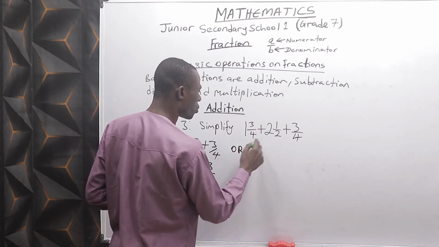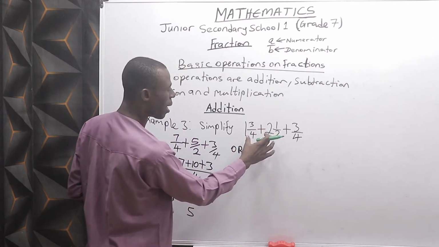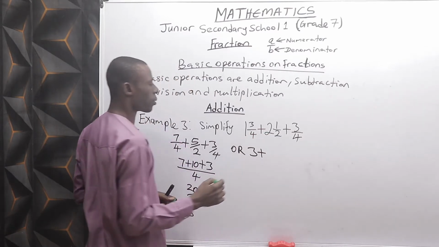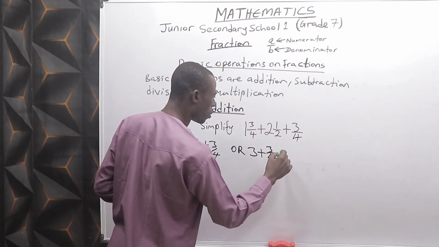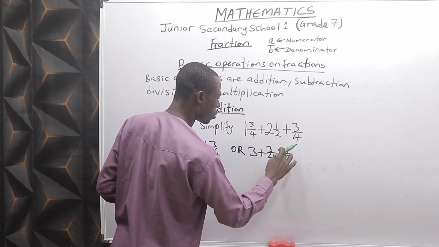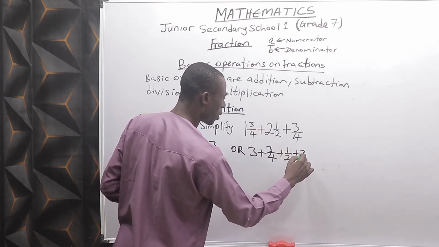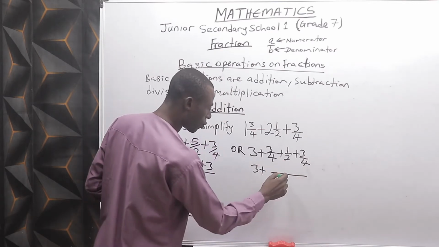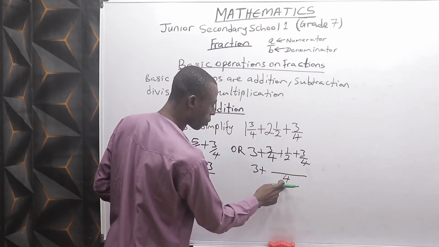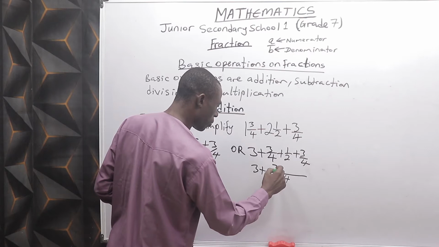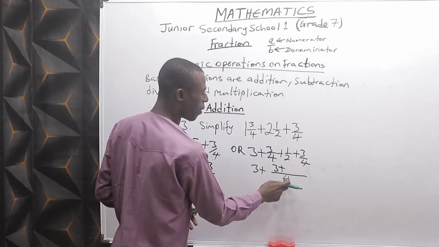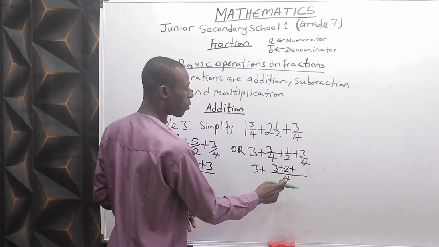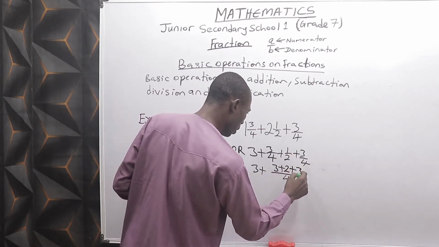Or we use this approach of adding the whole numbers first. 2 plus 1, that is 3, plus 3 over 4, plus 1 over 2, plus 3 over 4. So this is 3 plus, LCM of 4 and 2 is 4. 4 divides 4 to give 1. 1 times 3 is 3, plus 2 divides 4 to give 2. 2 times 1 is 2, plus 4 divides 4 to give 1. 1 times 3 is 3.